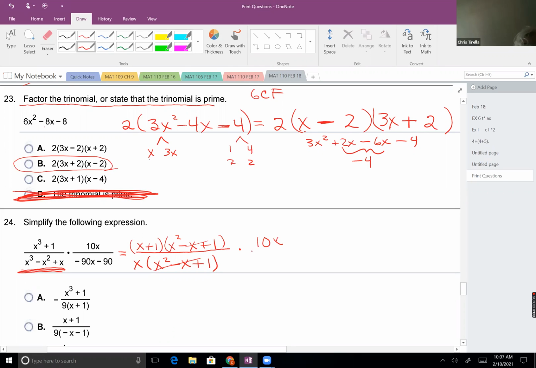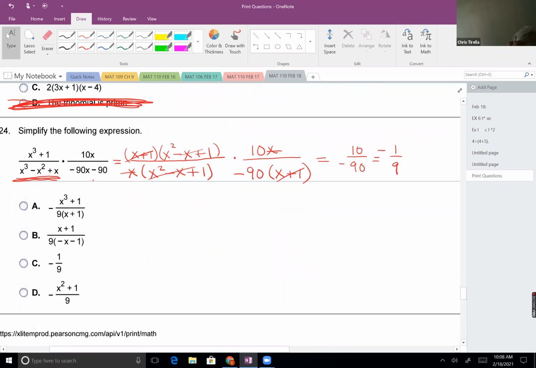And now here, those two both have a common factor of negative 90, leaving me with x plus 1. X plus 1 is a common factor. X is a common factor. So that leaves me with 10 over negative 90, or negative 1. That was fun. I think they're fun when everything cancels out. It doesn't always happen, but when it does, it makes it worth the factoring. Is everybody comfortable with that one?